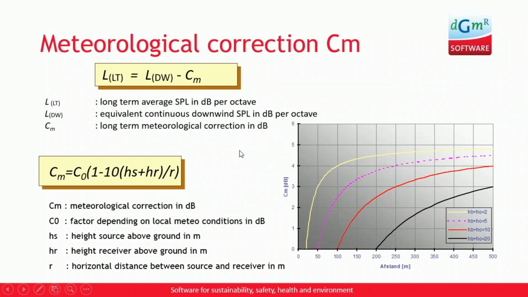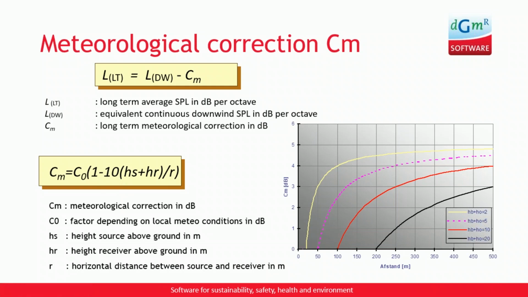However, ISO has an option to calculate a long-term average, for instance, over a year. That's handled by subtracting a meteorological correction from the downwind noise level. This meteorological correction is a very simple formula. It's based on a local factor, the C0, and then it depends on the source height, the receiver height, and the distance between source and receiver.